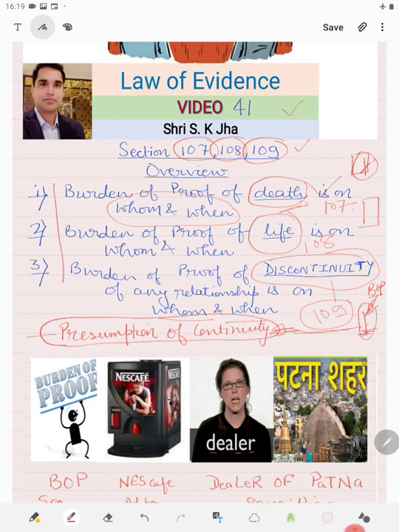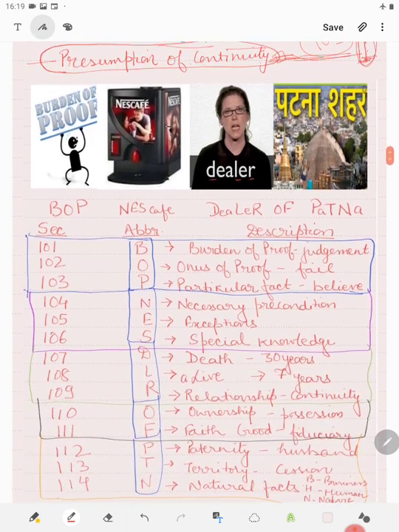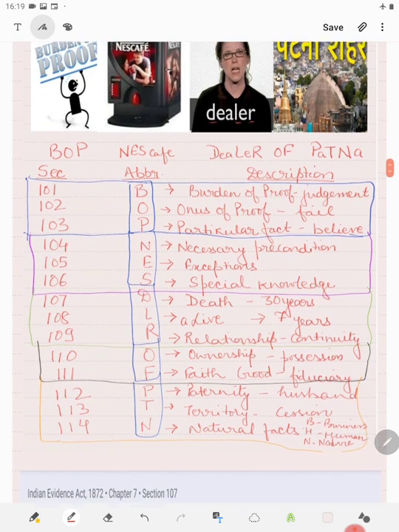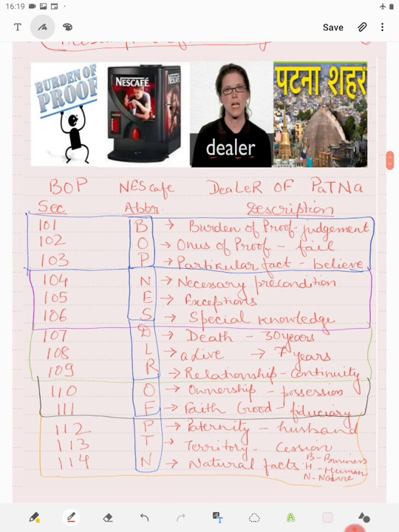If a relationship is established, then the court will presume that the relationship is running, and if anyone claims that there is discontinuity in this relationship, then it is on him to prove it. Now, we have made an acronym to learn these sections. We have already seen up to section 106, so for section 107 it is dealer: a property dealer or any dealer.